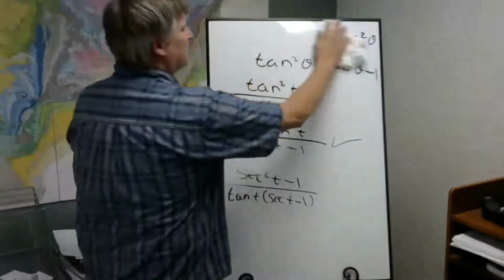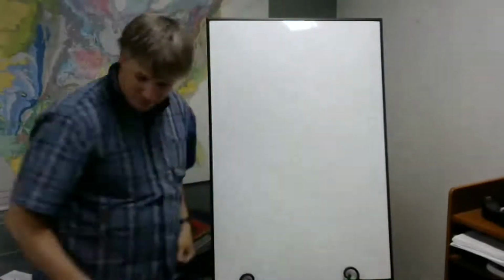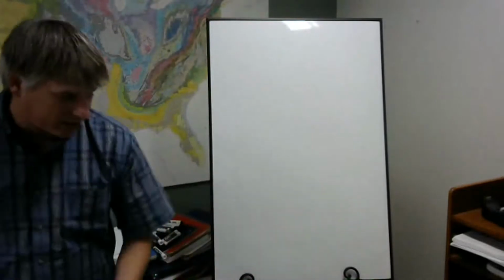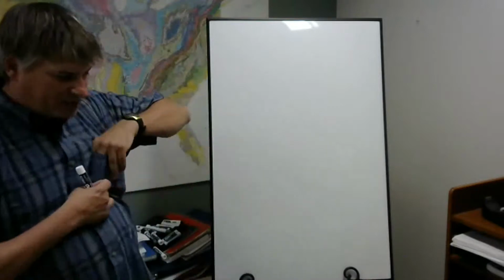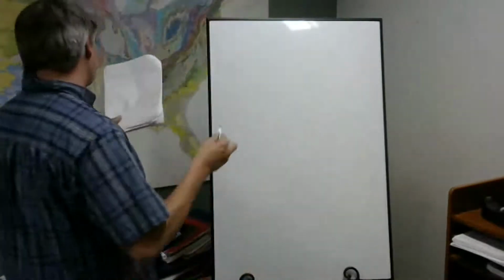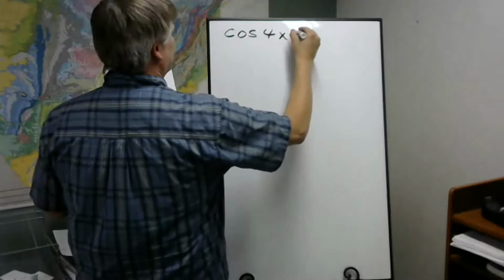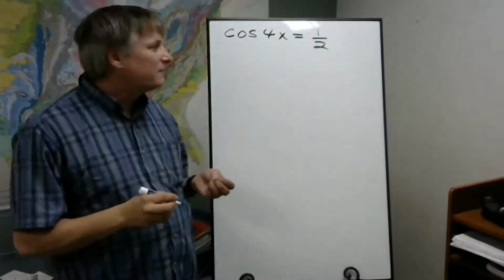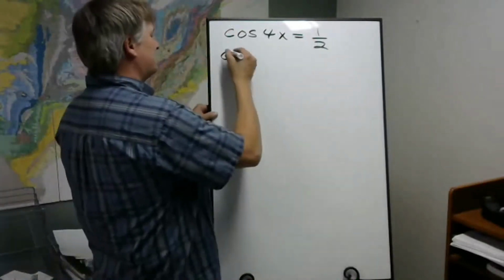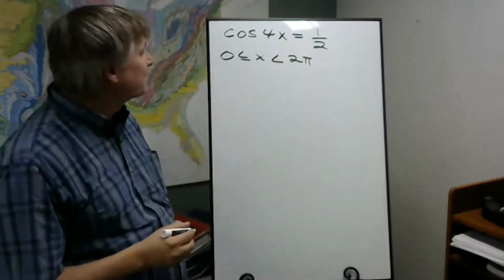So question 18 on the homework. Question 1 comes from section 6.1. So question 18 from the homework is going to come from section 6.5. So we're going to jump ahead a little bit. The version of it that I have is this. So again, this is section 6.5, and we're solving for x, where x is between 0 and 2 pi.